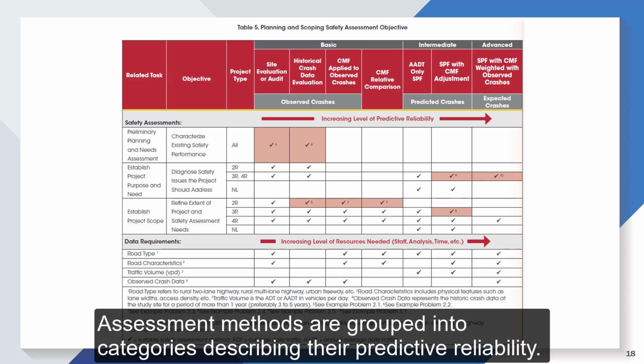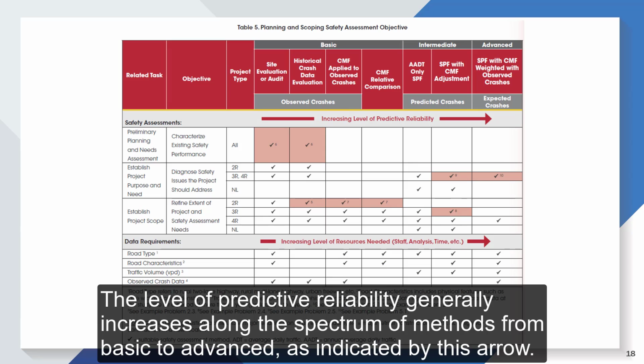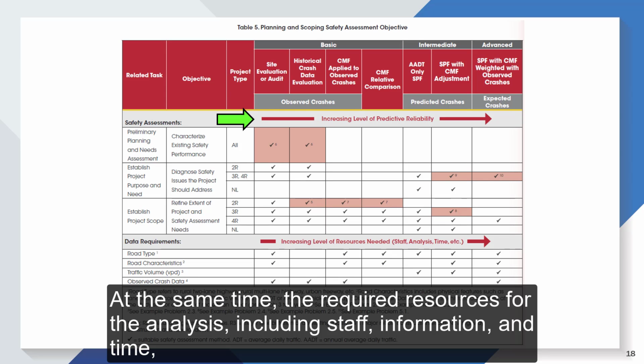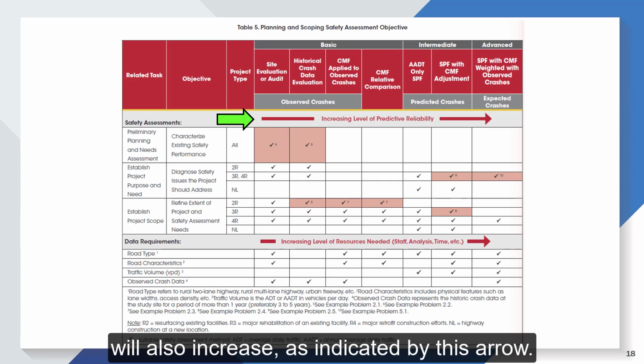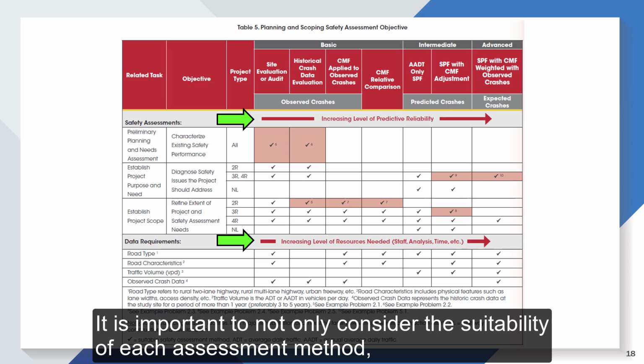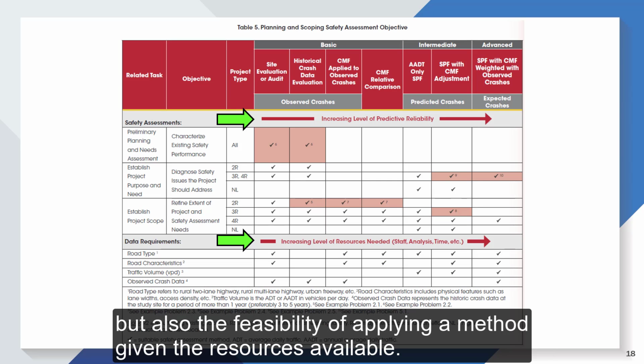Assessment methods are grouped into categories describing their predictive reliability. The level of predictive reliability generally increases along the spectrum of methods from basic to advanced, as indicated by this arrow. At the same time, the required resources for the analysis, including staff, information, and time, will also increase, as indicated by this arrow. It is important to not only consider the suitability of each assessment method, but also the feasibility of applying a method given the resources available.